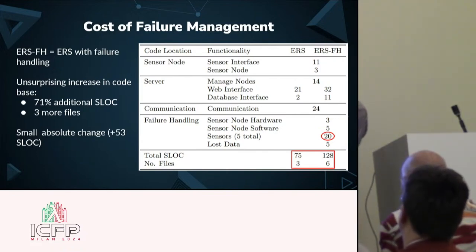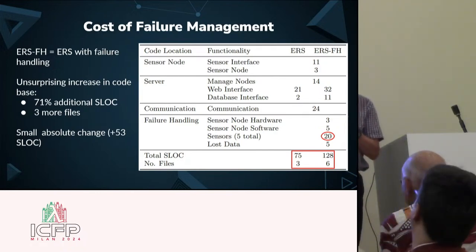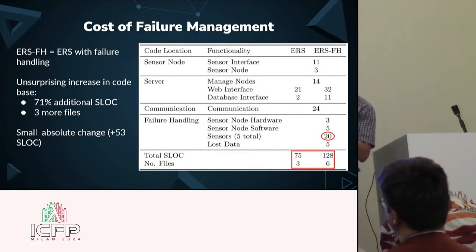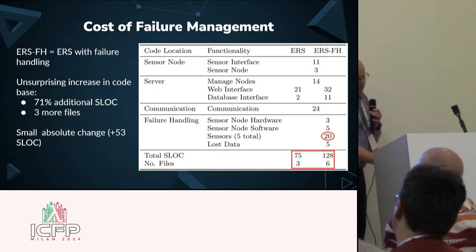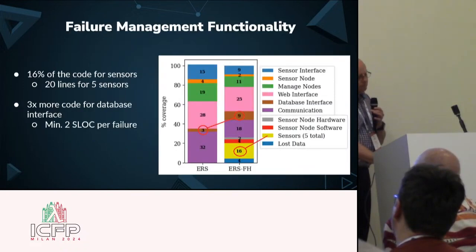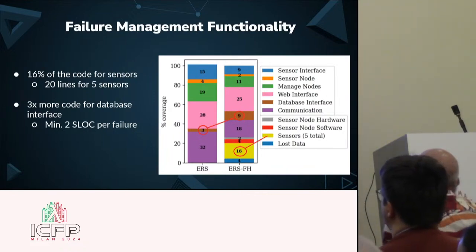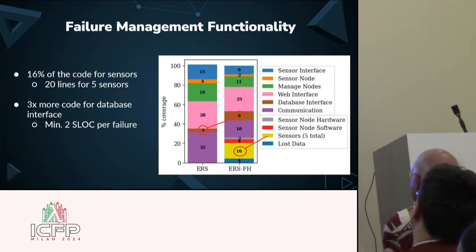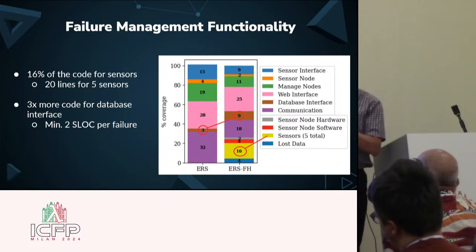A big piece of the additional code is to handle the failure of each sensor. There are 5 sensors. Even though you only write a few lines of code for each sensor, you'll end up with quite a lot of code checking the status of the sensors. I'm not sure that we learn a whole lot. There's now some new functionalities dealing with the failures. The database interface becomes more complicated.